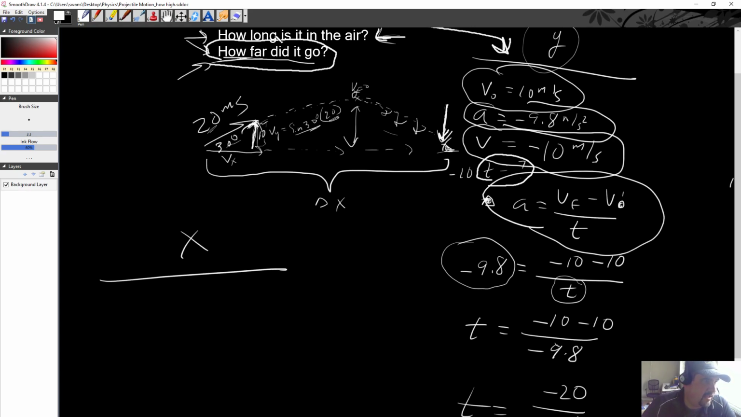So the answer to this, how long is it in the air? It's 2.04 seconds. We know this answer right here, okay? This answer is 2.04 seconds. How far will it go? Well, first we need to know how fast is it heading to the right.